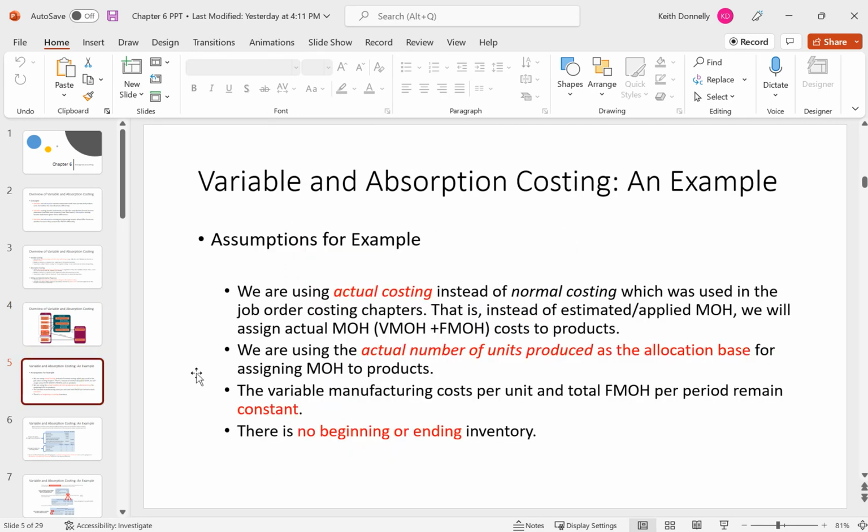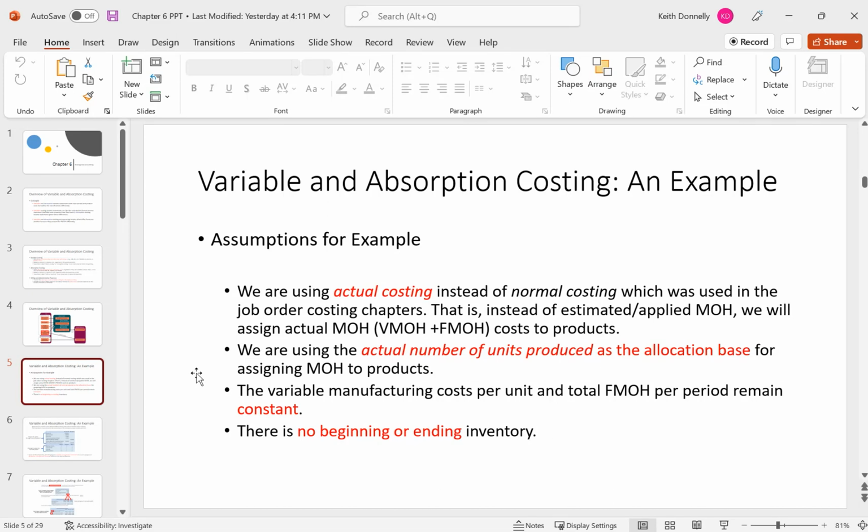So we're going to look at a few examples here. This chapter might be a little bit better illustrated or easier to understand through problems because there's a lot of pictures and stuff here, but we will work our way through this. So let's look at an example here. We are using, let's say, actual costing instead of normal costing.